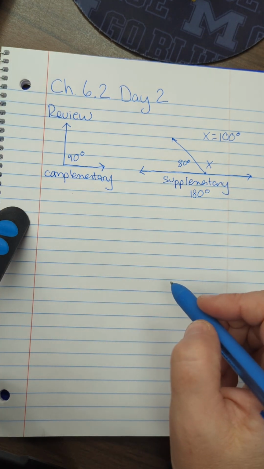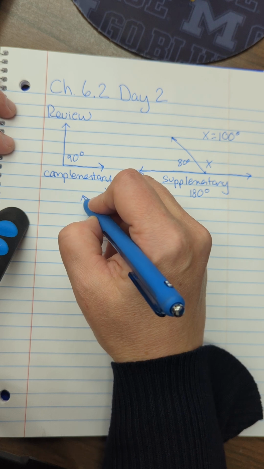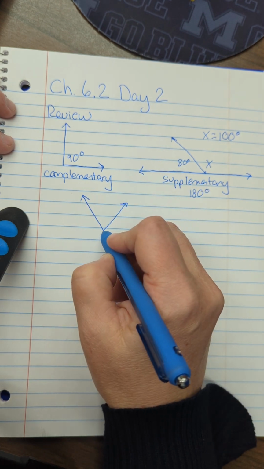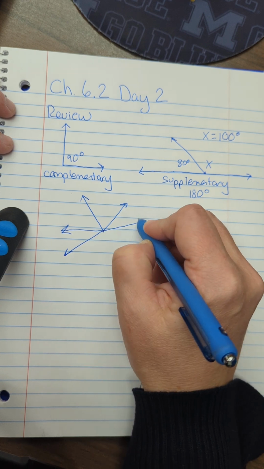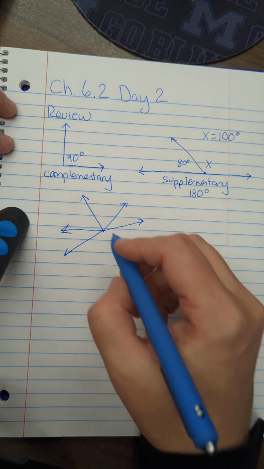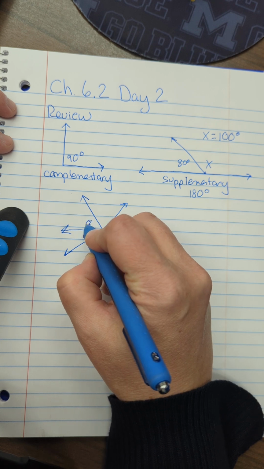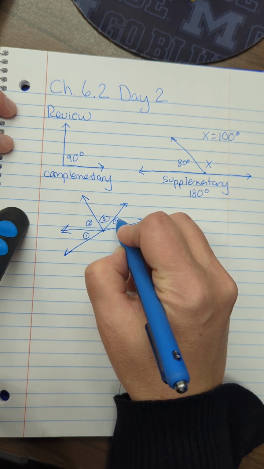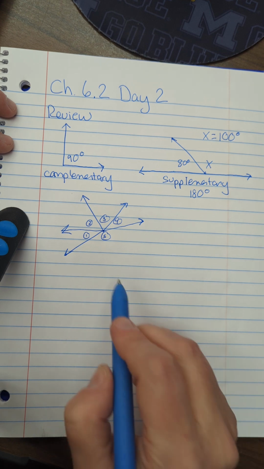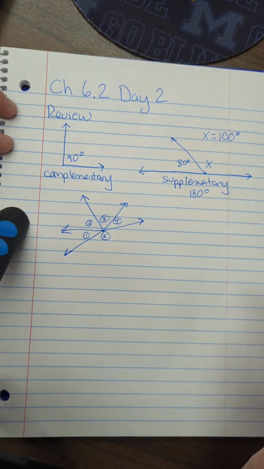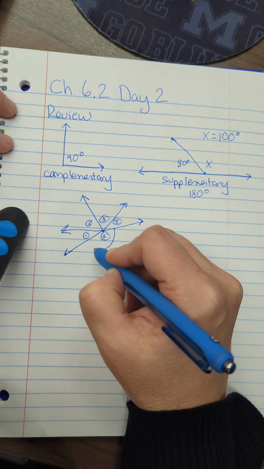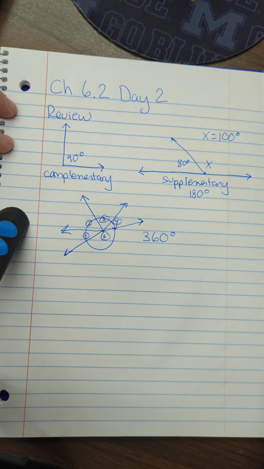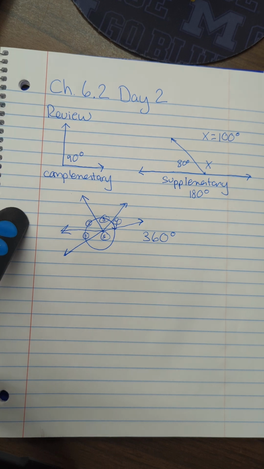And then the other thing we talked about yesterday is angles at a point. So let's see if I can draw something that looks like this. Okay, we have a bunch of angles here. Angle 1, angle 2, angle 3, angle 4, and angle 5. And if we were to add up all these angles, we would get 360 degrees. From here all the way to here is 360 degrees. So that's kind of our quick review on the last couple days.